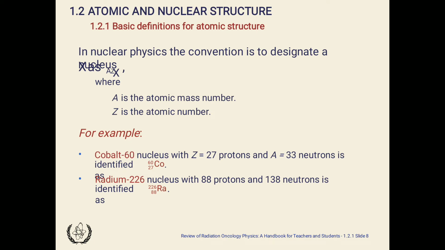In nuclear physics, the convention is to designate the nucleus X as ^A_Z X, where A is the atomic mass number and Z is the atomic number. For example, the cobalt-60 nucleus, with Z equal to 27 protons and 33 neutrons, is identified as cobalt, Co 27 60. Next is the radium-226 nucleus, which has 88 protons and 138 neutrons, and it is identified as radium, that is Ra 88 226.